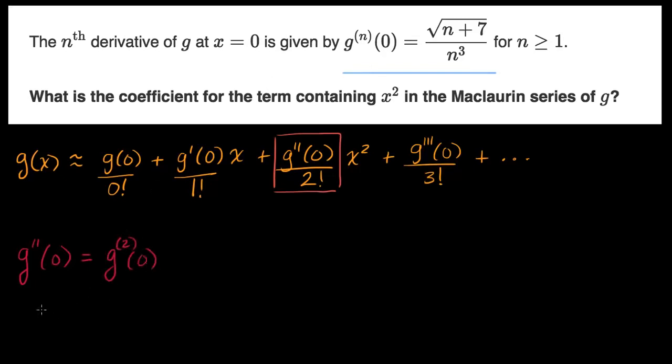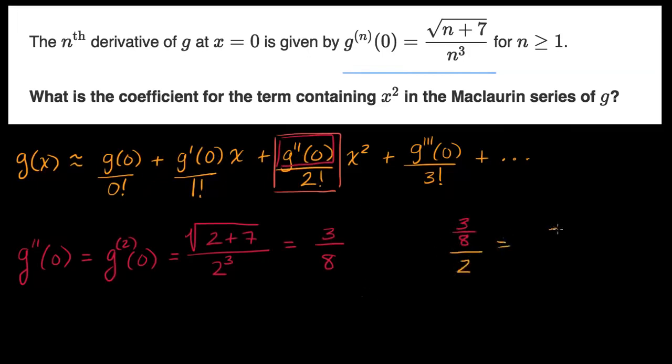The second derivative evaluated at x equals 0 is going to be equal to, well, our n is 2. So this is going to be the square root of 2 plus 7 over 2 to the third power. So 2 plus 7 is 9. Take the principal root of that. It's going to give us positive 3 over 2 to the third, which is 8. So this part right over here is 3/8. So the whole coefficient is going to be 3/8, that's this numerator, divided by 2, which of course is equal to 3 over 16. And we're done.